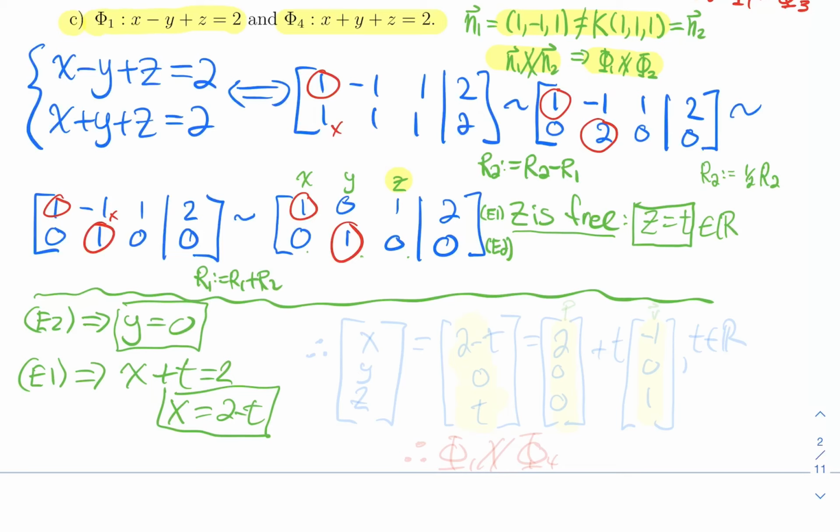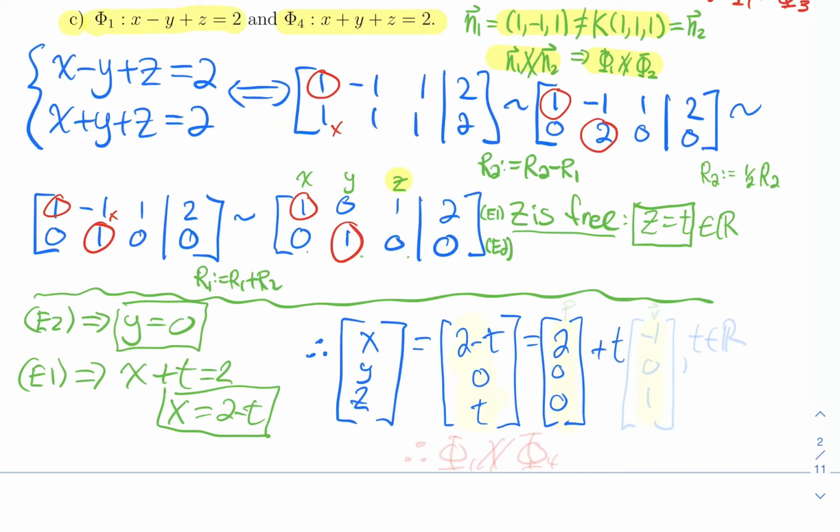Now we just assemble everything. So we have x, y, z is equal to 2 minus t, y is 0, and z is t. You break this into canonical form, so you get 2, 0, 0 plus t times minus 1, 0, 1, where t is some value in R.